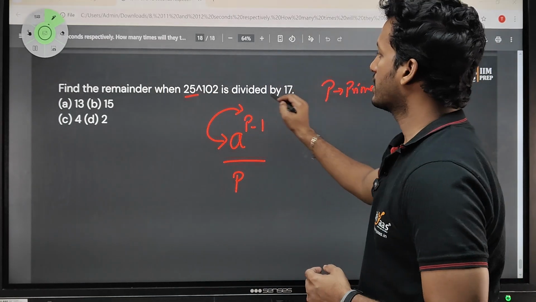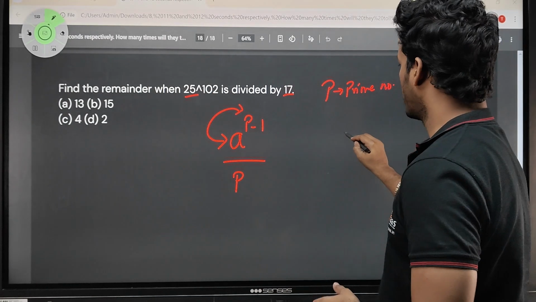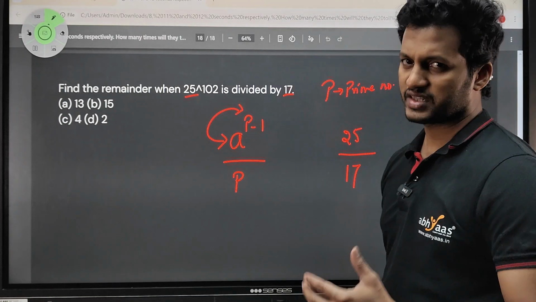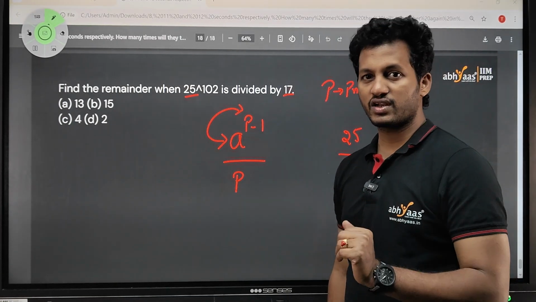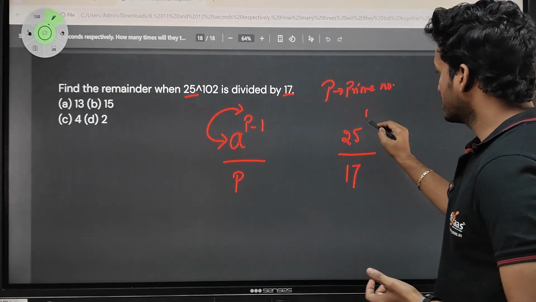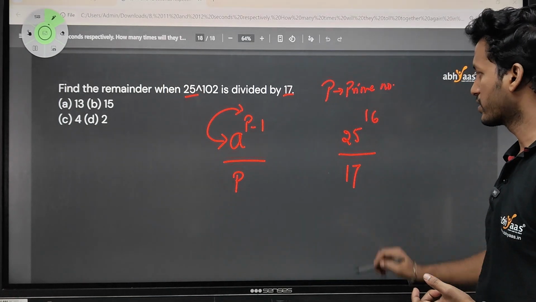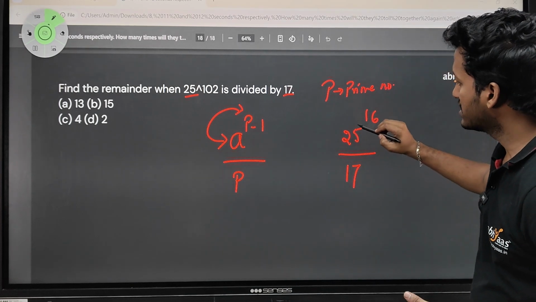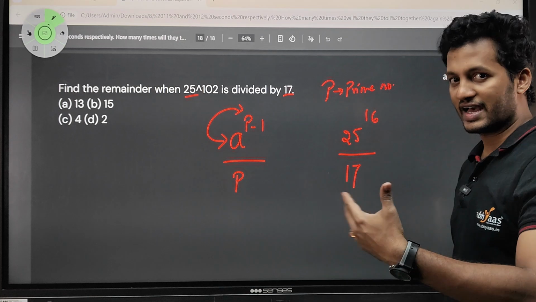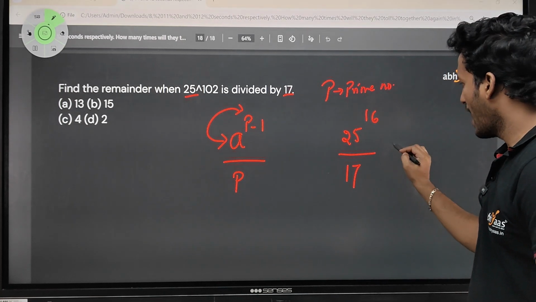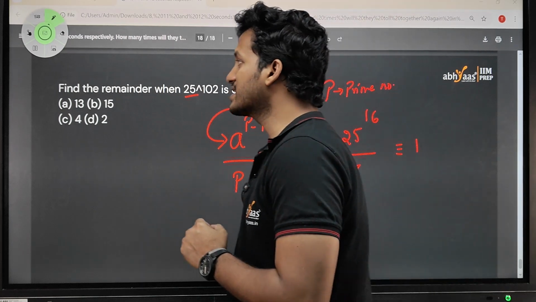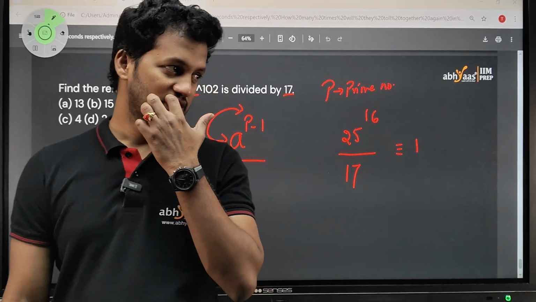For example, in this case, 25 divided by 17. 25 and 17, 17 is a prime number, 25 and 17 are co-primes, obviously. So 17 minus 1, that is 16. So when I divide 25 power 17 minus 1, that means the prime number minus 1, by the prime number, then I'll get a remainder as 1. So this is the theorem said by Little Fermat's theorem.